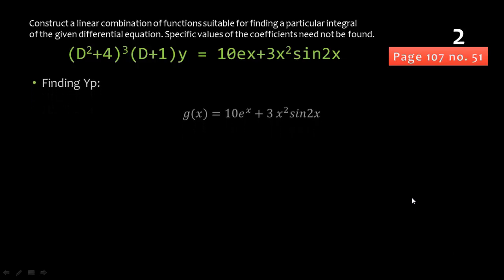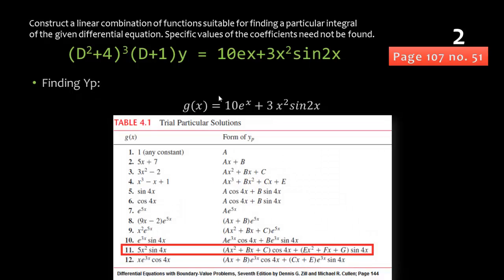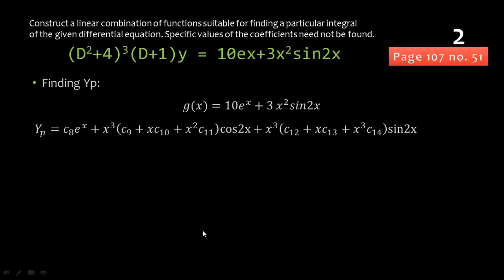Now, finding yp, because g(x) is equal to 10e^x + 3x² sin 2x, we have here a table. The form of g(x) is just like number 11. So we can guess that the form of yp is (ax² + bx + c) cosine 4x plus (x² + fx + g) sine 4x. So from this reference, we can now get our yp, which is c₈e^x, which is from here.